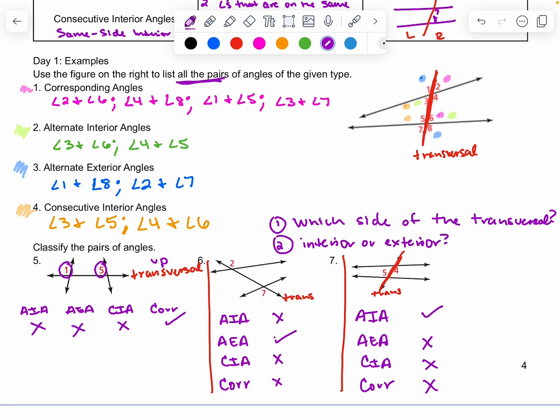We will continue working with classifying these angle pairs because tomorrow you will get to follow up with this and then work with the different methods. Right now, we just need to focus on making sure we understand how to classify.